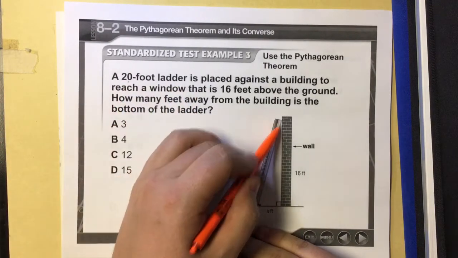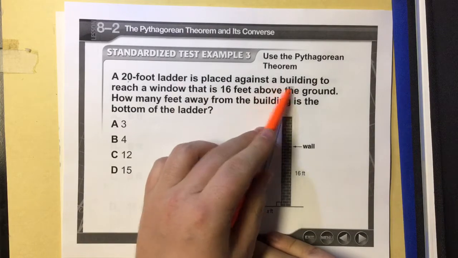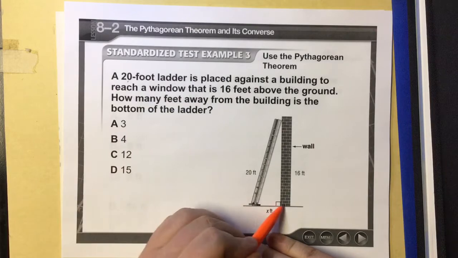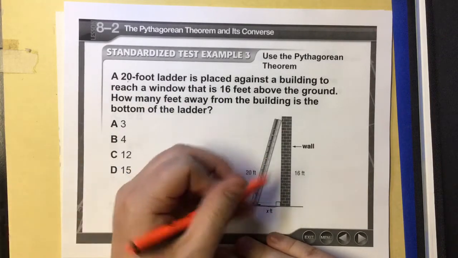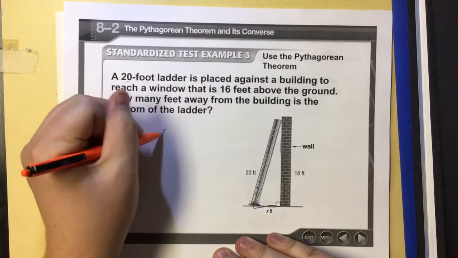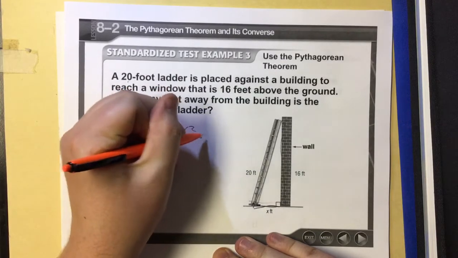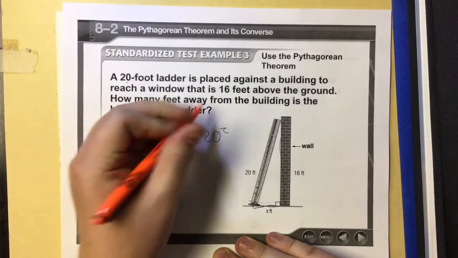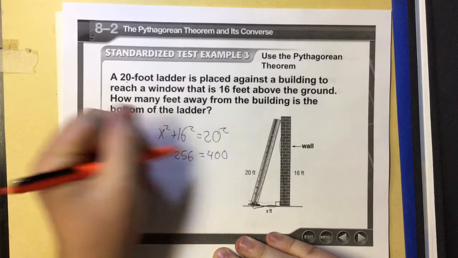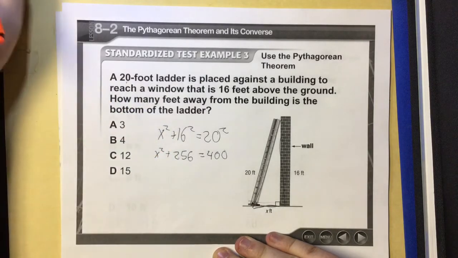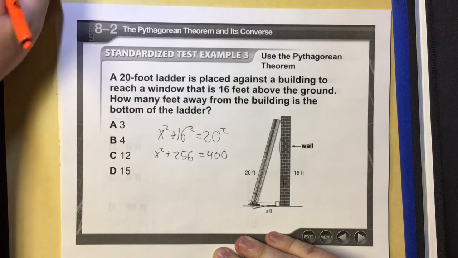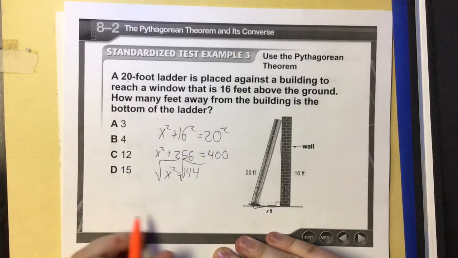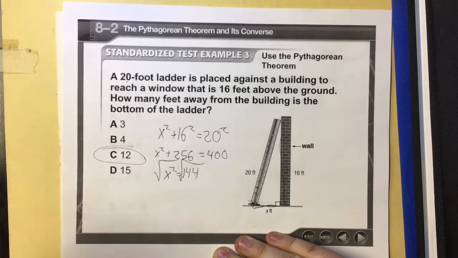All right, here we go, solving some real examples. It says a 20-foot ladder, so that's our hypotenuse, is placed against a building to reach a window that is 16 feet. So this height here is 16 feet from the ground. How far is this distance here? Again, leg, hypotenuse. So x squared plus 16 squared equals 20 squared. 16 squared is 256. 20 squared is 400. 400 minus 256. You have x squared equals 144. Square root both sides. Square root of 144 is 12.